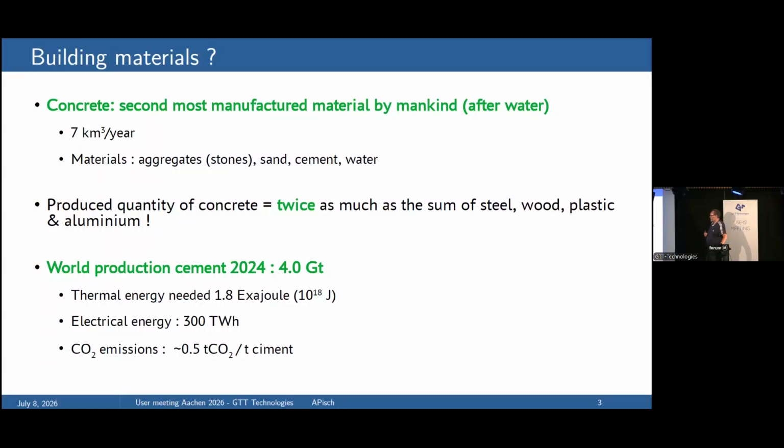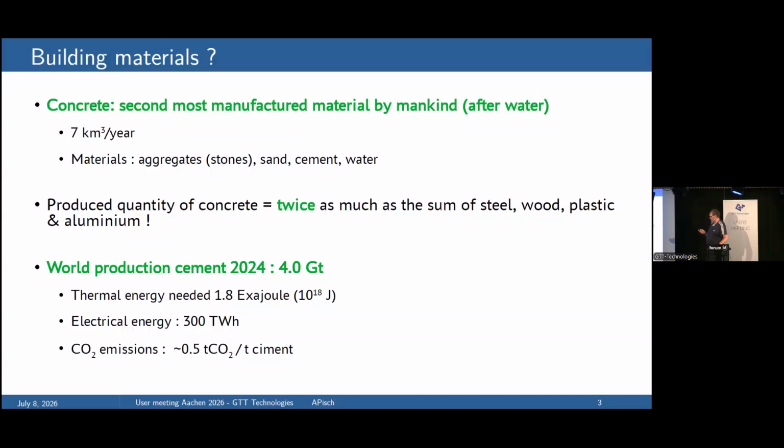And the world production of cement in 2024 was 4 gigatons, which is already down by 10% compared to 5 years ago. So the production is declining, because most of the developed countries have built whatever they needed, and even China also starts to go down. So just a few continents and countries are still producing a lot, like India. India is on the upstream, but all the others are basically on the downstream.